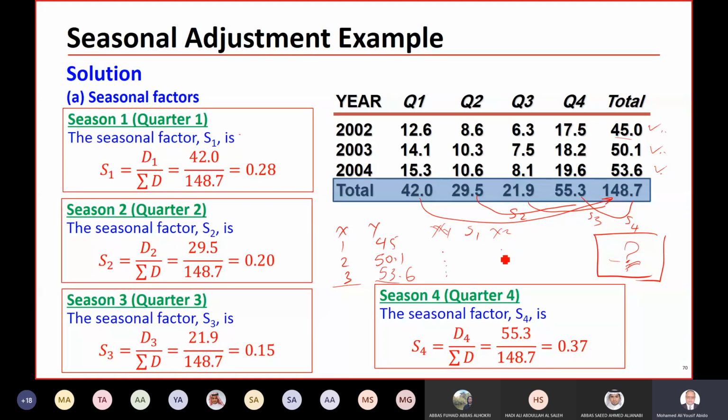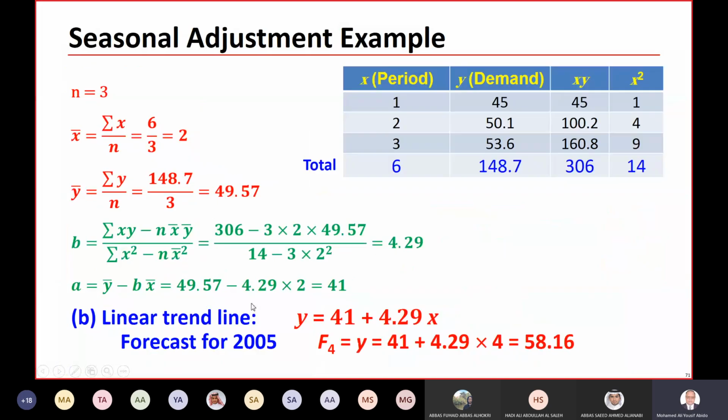Can we continue here for these 2 columns and substitute in B and A to get the straight line equation, and then we can get the forecast in the 4th period. This is 1, 2, 3, and the 4th period will be 2005. So we can have X equal to 4 and substitute in the straight line equation. So this is what we will do exactly.